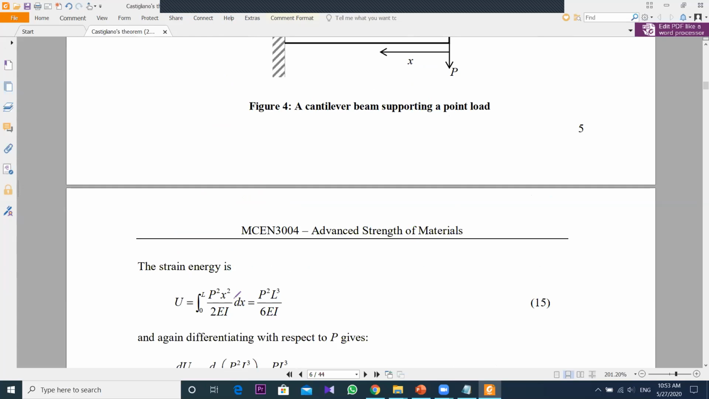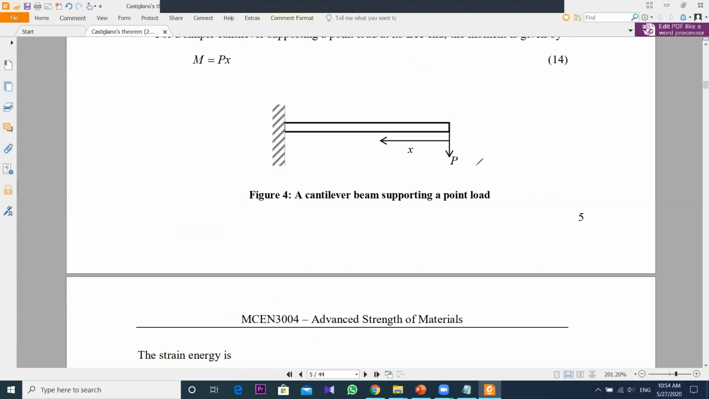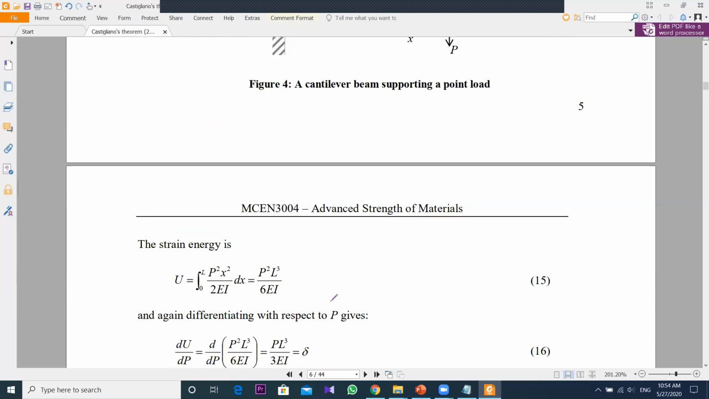and then integration 0 to L, here to here, 0 to L, and then x squared, these things are constant. So x squared, when you integrate, it is x cubed divided by 3. So that's why in here 6, 2 times 3, EI, P squared L cubed, when you do the limit.